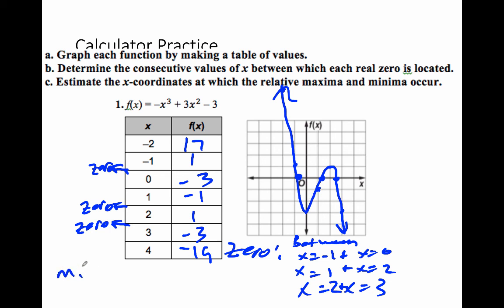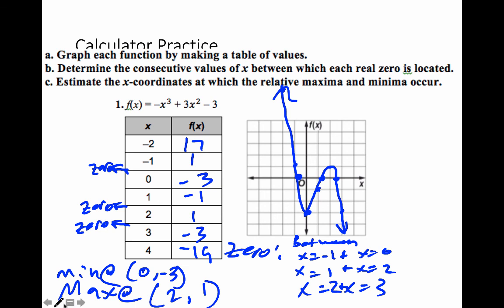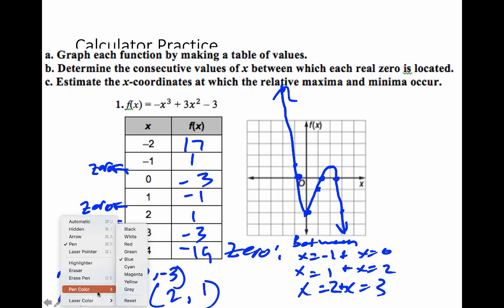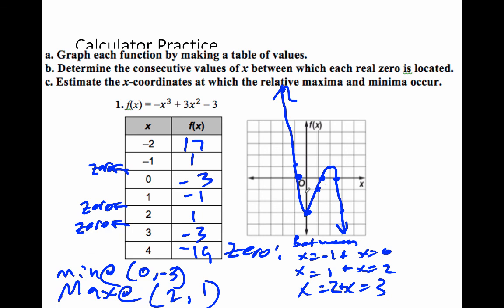I've got a minimum at 0, negative 3. That's right here. I've got a maximum at 2, 1. Again, I'm looking for smallest values and largest values. My lowest value was 0, negative 3, minimum. My highest value was at 2, 1, maximum. So I can visually see my 3 zeros, and they happen in between things. If it falls right on it, just say right at the point. But if they're in between, then that's what we say.